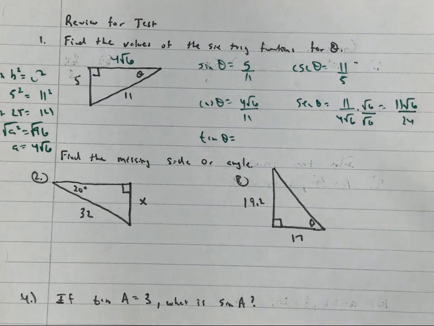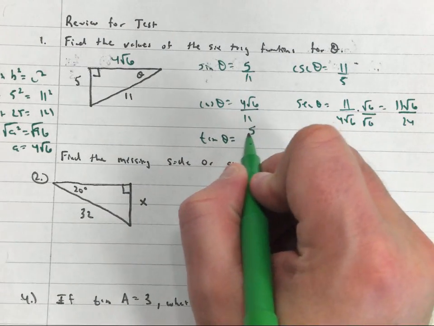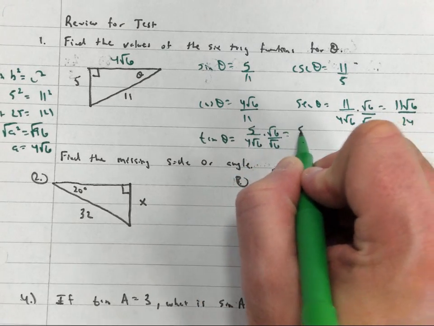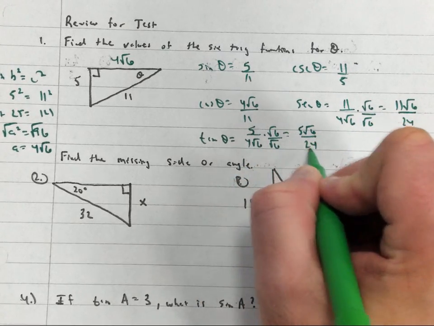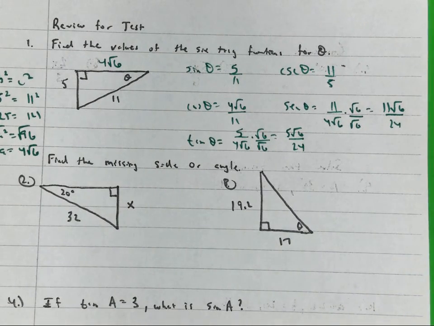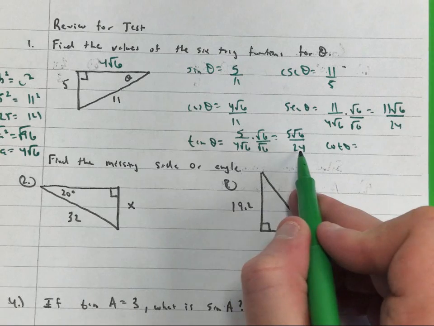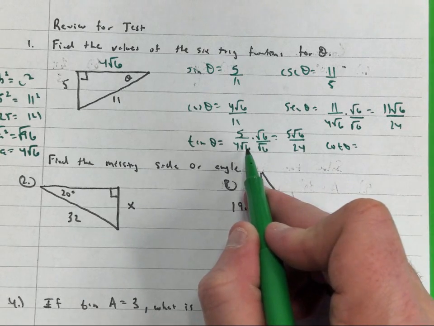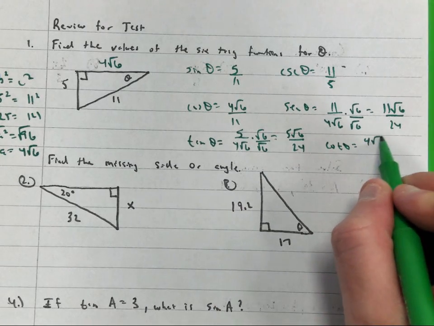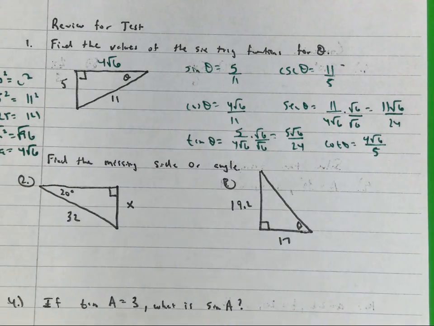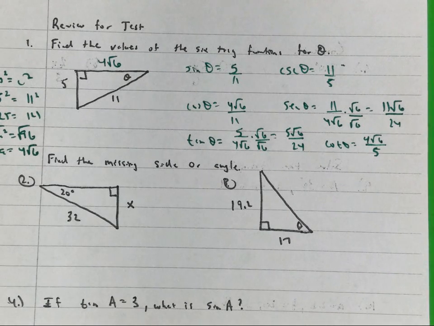Tangent of theta. 5 over 4 square root of 6. Got to rationalize. I get 5 square root of 6 over 24. Can I reduce 5 and 24? No. Cotangent. Now my question for you, am I going to flip the first one or this one right here? The first one, because that's the definition. So that's going to be 4 square root of 6 over 5. I don't need to do anything with that because square root of 6 is in the numerator, and you cannot reduce 4 and 5. You have a couple of problems like number 1.